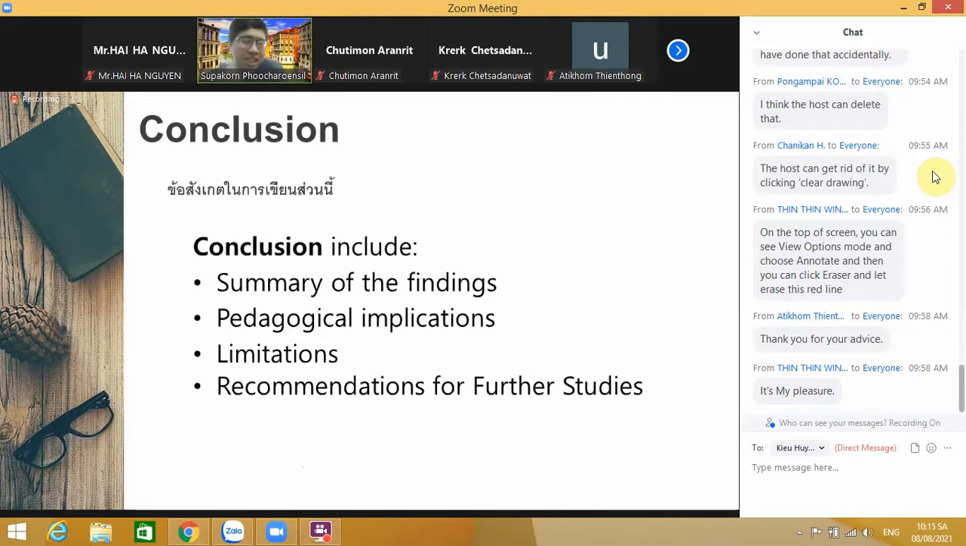Conclusion, right? This is my observation. Sorry, it's in Thai, right? Conclusion should include the following. Number one, summary of the findings. When you summarize the findings, don't make it too long, because it can be boring, right?